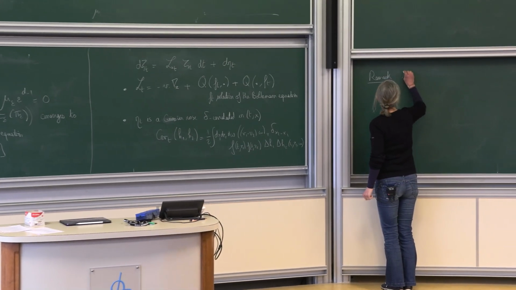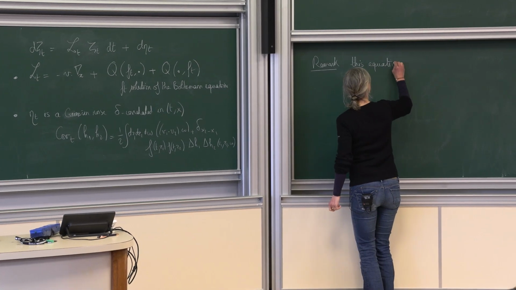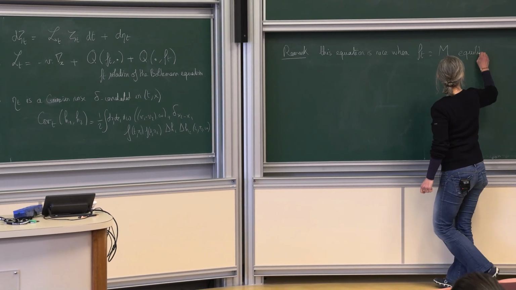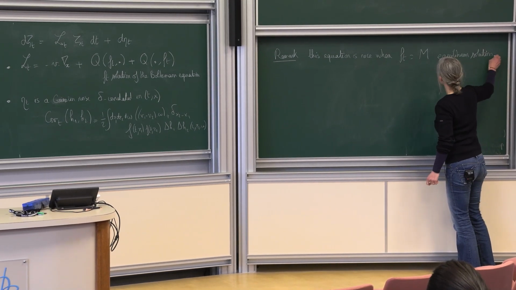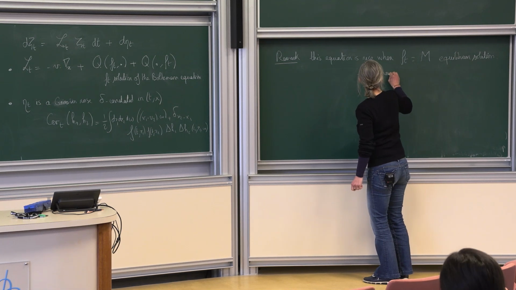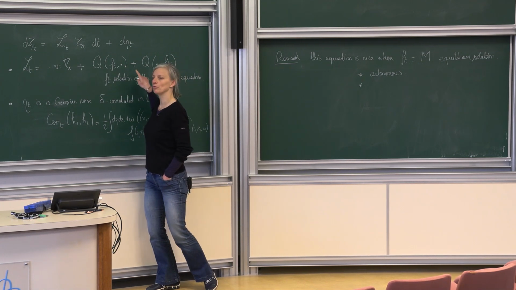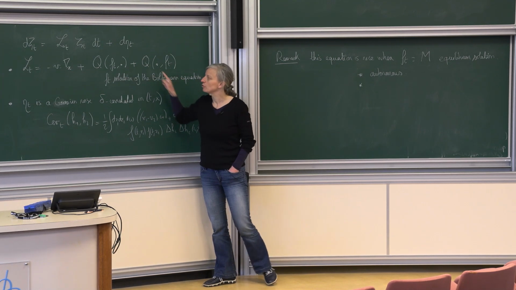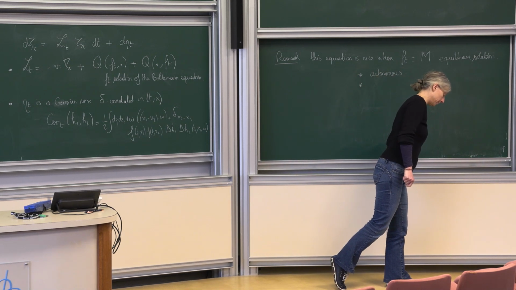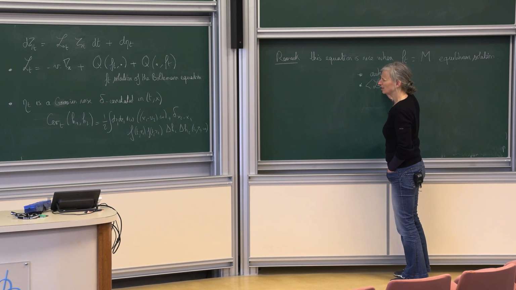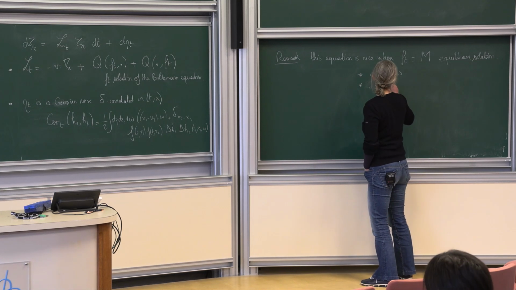A remark: this equation is nice when f t is just a Maxwellian, so an equilibrium solution. There are many reasons why this is the case. First of all, it's autonomous, which of course is easier. The second reason is that you have a sign on this part here. For those of you who were in the seminar yesterday, this linearized operator is a diffusion operator, so it has a spectral gap. It's not on L; it's just on this part here.